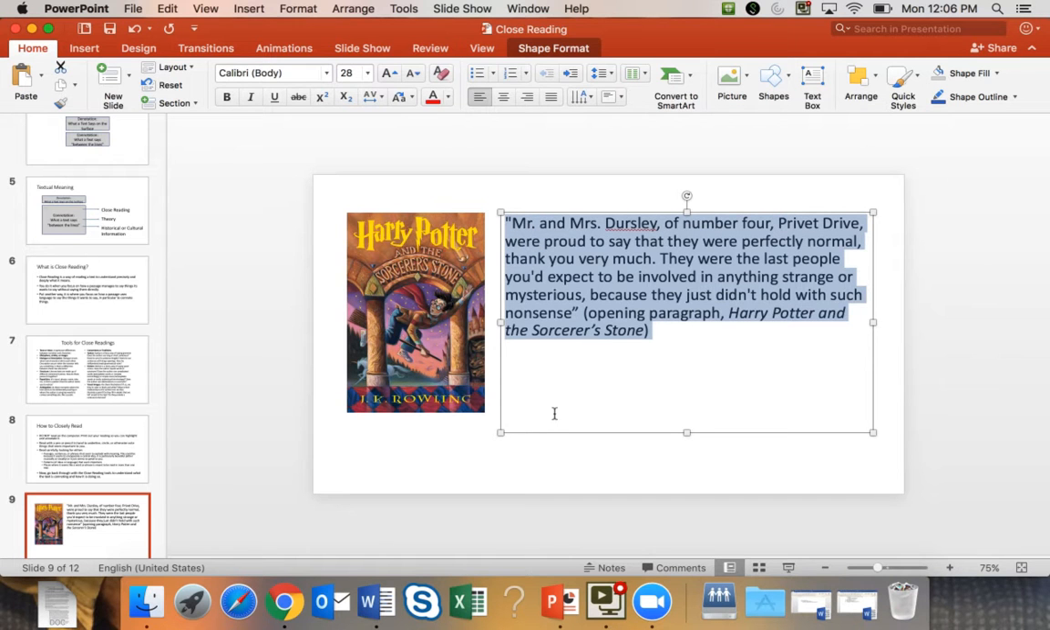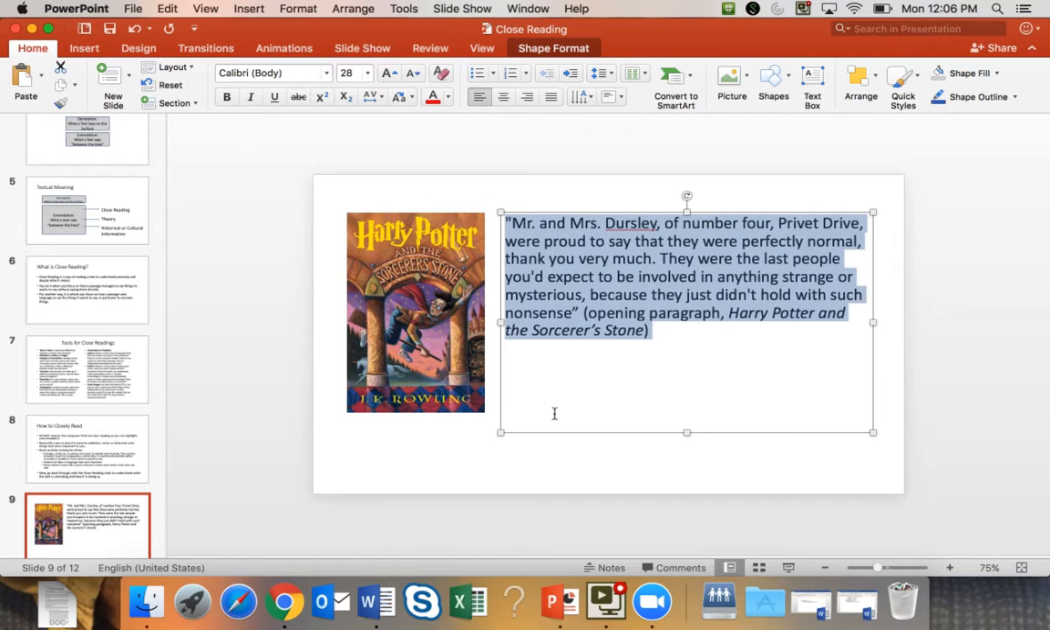Mr. and Mrs. Dursley of number 4 Privet Drive were proud to say that they were perfectly normal, thank you very much. They were the last people you would expect to be involved in anything strange or mysterious, because they just don't hold with such nonsense.